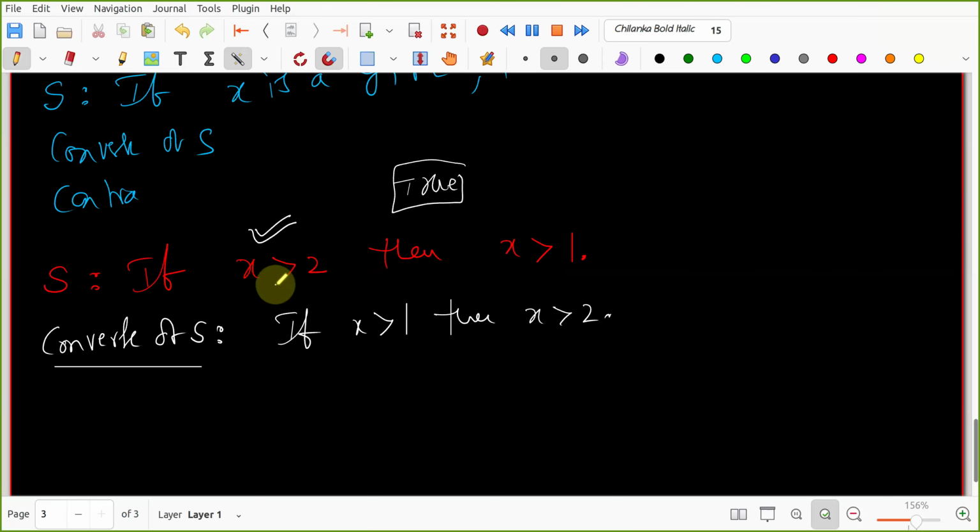If x is greater than 2, then x is greater than 1. But the converse, if x is greater than 1, then x is greater than 2, is not always true. So if it is not always true, then you need to give a counterexample.